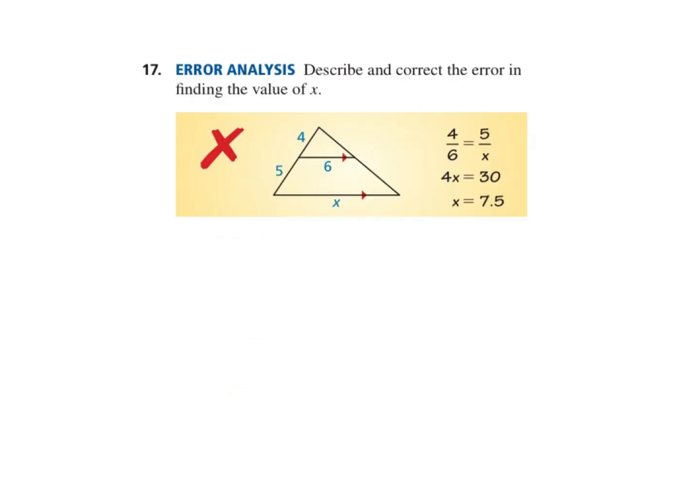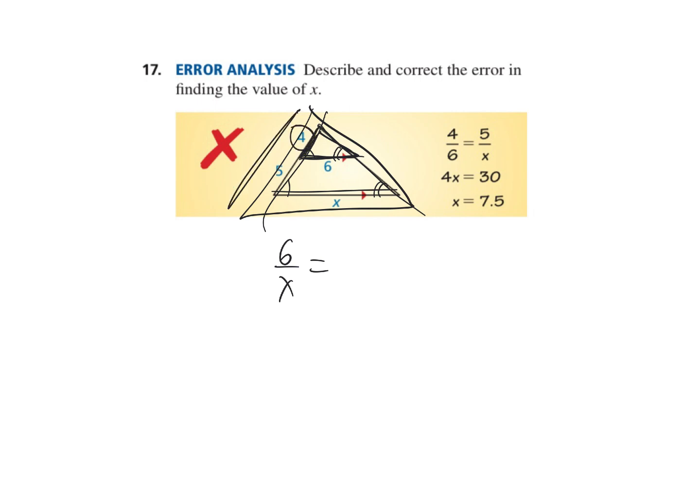All right, describe and correct the error. So first of all, let's do what we should be doing. How do we find x? So what we have on here is two parallel lines cut by a transversal. That angle and that angle are exactly the same, corresponding angles, and we have a transversal here. So these two angles are congruent. So therefore, the two triangles, this little triangle here, and then the big triangle as well. So if I do 6 is to x, then I better do this little side of the triangle is to the whole side. 4 is to 9.